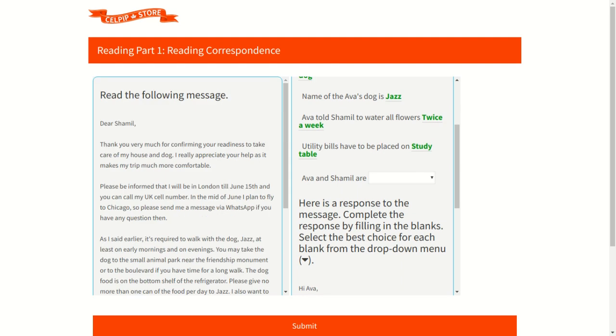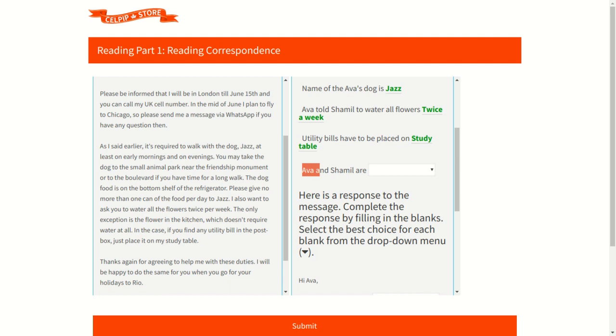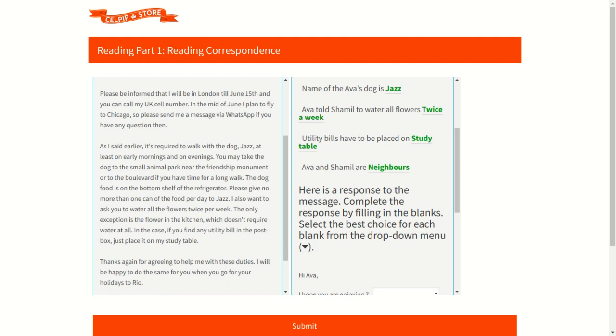Now the 6th question is, Ava and Shamil are, we have 4 options. Number 1, neighbors. Number 2, brothers. Number 3, sisters. And number 4, colleagues. After reading the paragraph, it is very clear that Ava and Shamil are neighbors, as Ava told Shamil that she will be happy to do the same for Shamil when she goes for her holidays to Rio. So accordingly, our first option is correct.